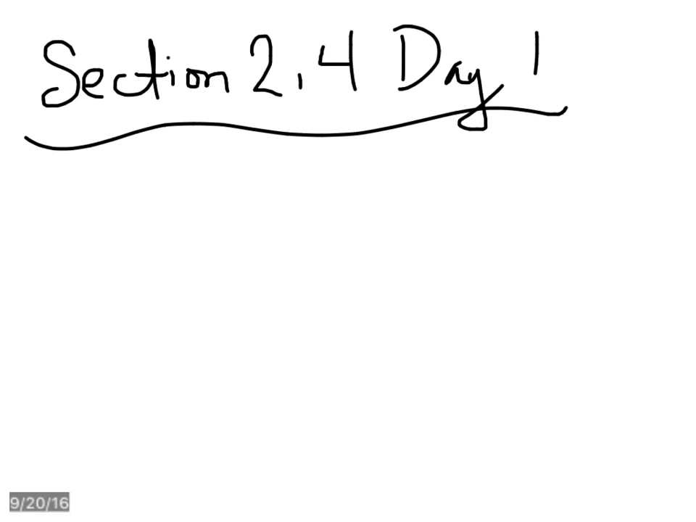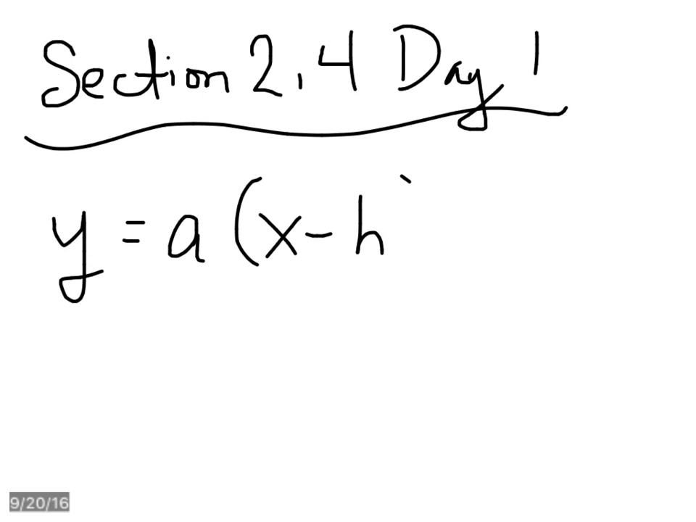Okay? So with this section, you're going to be writing quadratic equations. That's what's going to happen. Today we're going to do it one way. Tomorrow we're going to do it another way. All right? Now, how we do the first way is we're going to revisit this type of scenario. y equals a(x minus h) quantity squared, plus k.